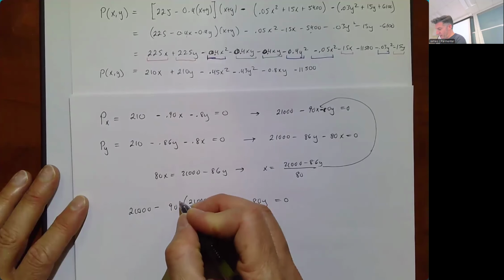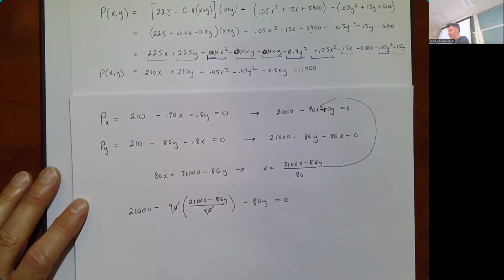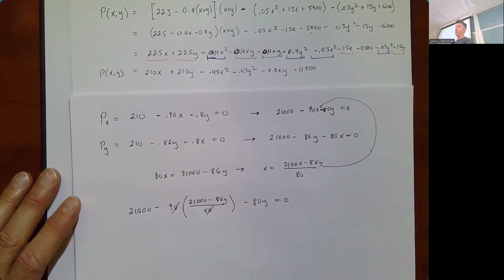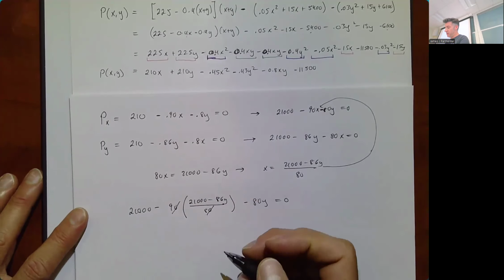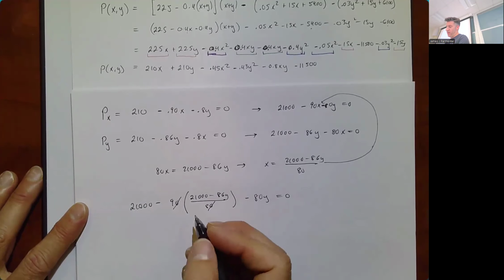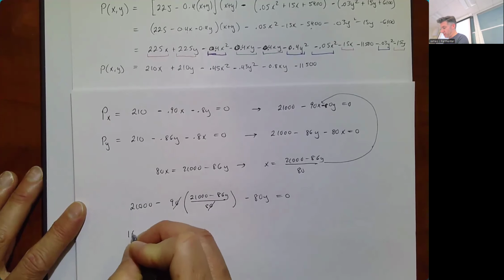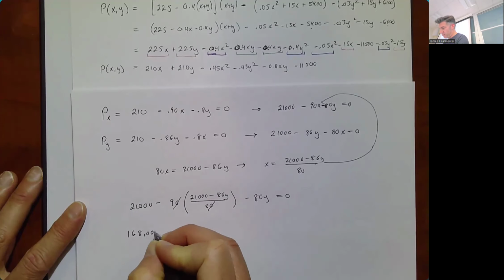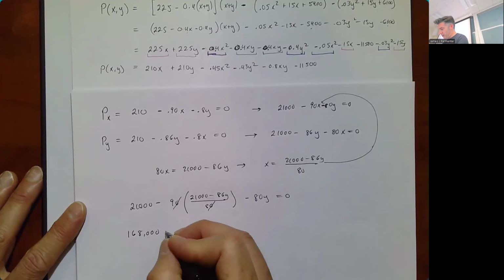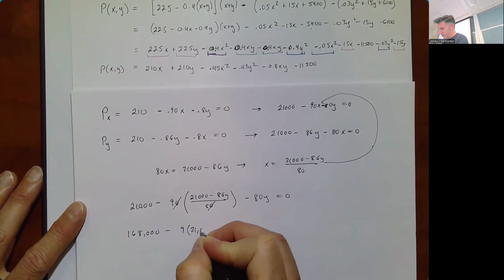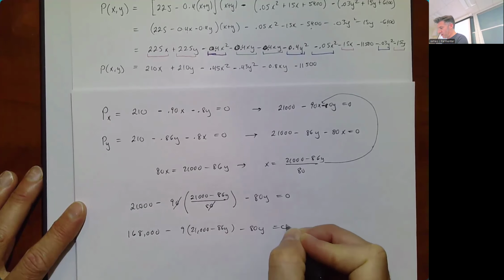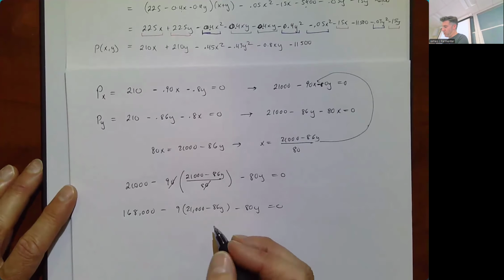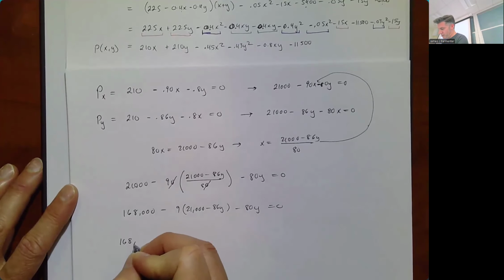Again, I'm going to cancel a 10 there and a 10 there. And then I'm going to multiply both sides by 8 to get rid of the denominator, because I don't really want to use denominators. I mean, 86 is not divisible by 8. Let's multiply everything by 8. 21,000 times 8 is going to be 168,000. The 8 cancels there, so you get minus 9 times 21,000 minus 86y, minus 80y equals 0. Okay, just a lot of fun arithmetic.